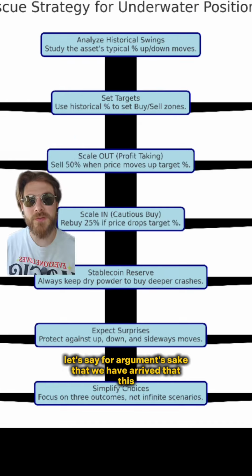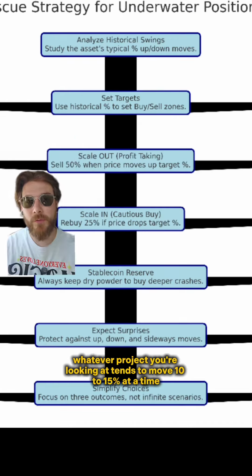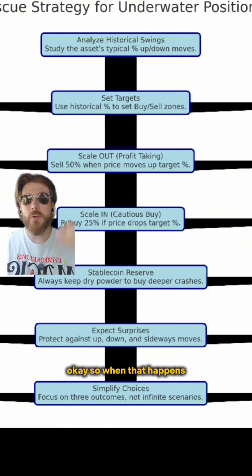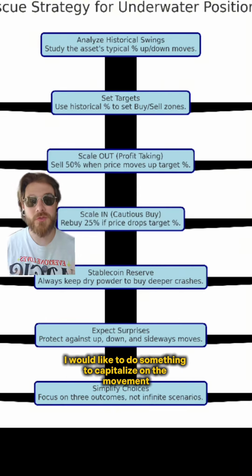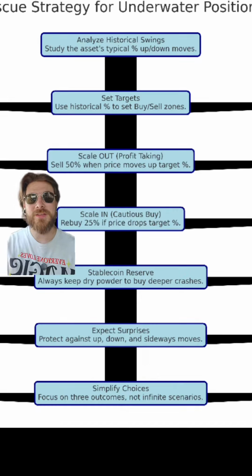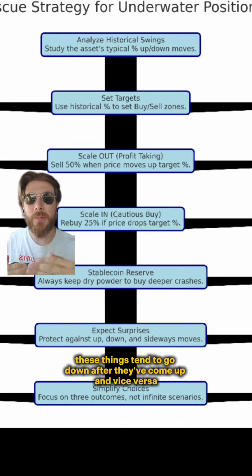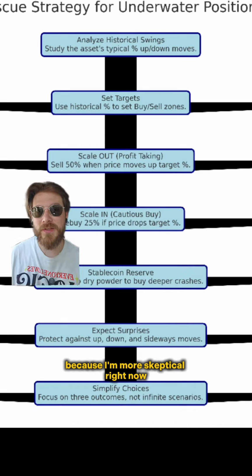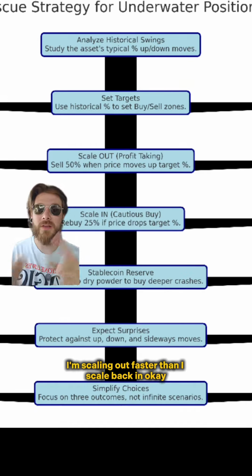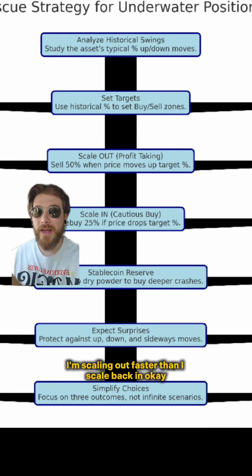Let's say, for argument's sake, that whatever project you're looking at tends to move 10 to 15% at a time. When that happens, I would like to do something to capitalize on the movement, because historically these things tend to go down after they've come up and vice versa. Because I'm more skeptical right now, I'm scaling out faster than I scale back in.